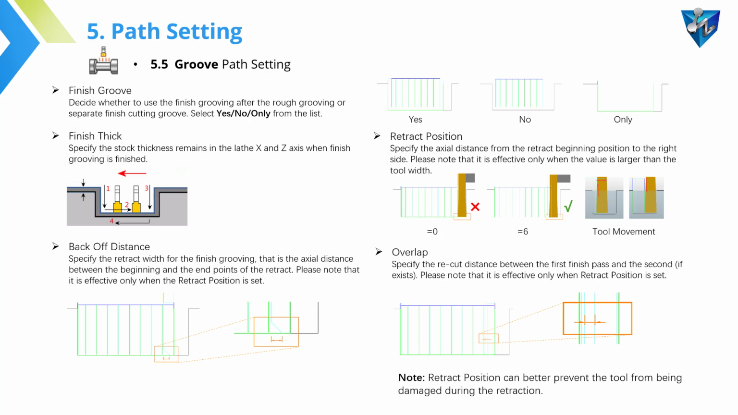Back-off distance is used to specify the retract width for the finish grooving, which is the axial distance between the beginning and end points of the retract. Please note that this parameter takes effect only when the second pass of finish grooving exists. Overlap allows you to specify the recut distance between the first finish pass and the second, if it exists. This parameter becomes effective only when the retract position is wider than the tool width.